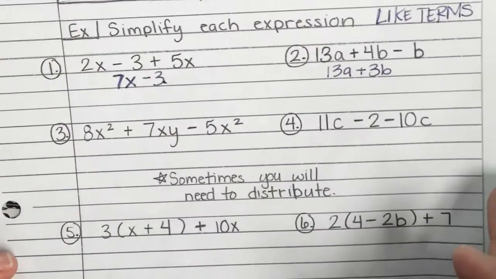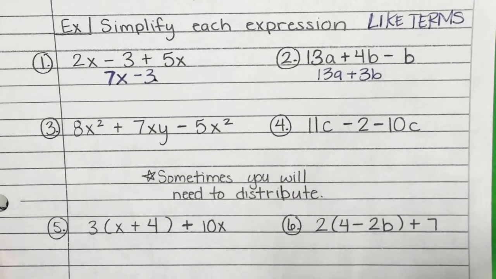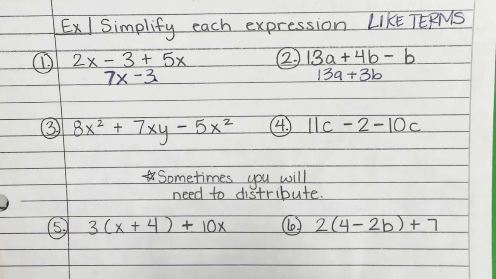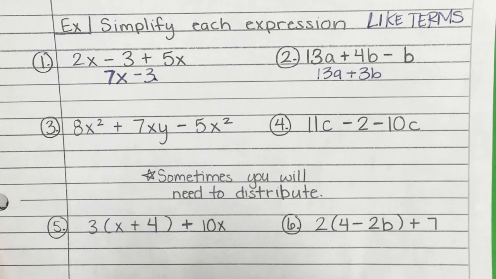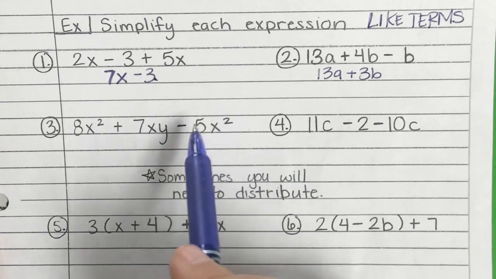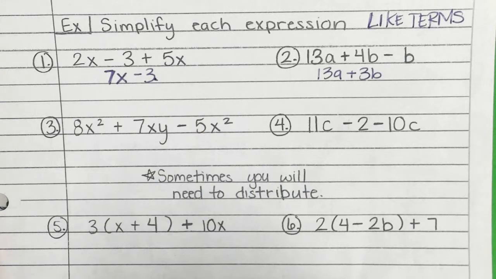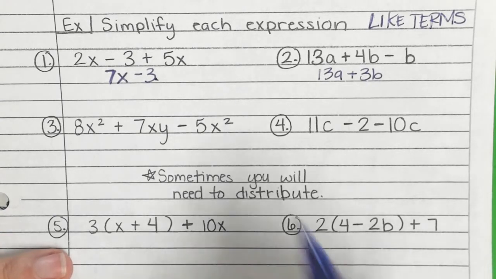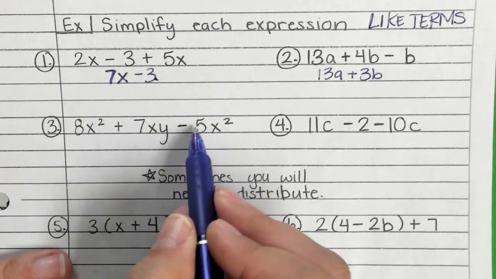Okay, let's look at the next one. Oh, we have some exponents. Do I have anything I can combine? 8x squared and 5x squared. Absolutely. Now, what if I had 5x and not 5x squared? Then I couldn't, because they're not the same variable to the same power. But I do have two that are x squared.